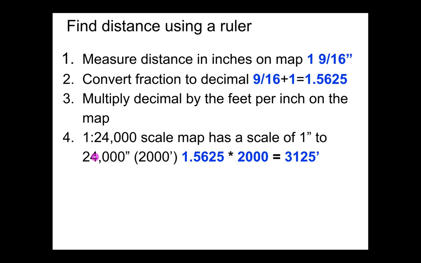Wait, scratch that, back that up. Divide 24,000 by 12 to go from inches to feet. So we know 1 inch is 2,000 feet. So we've measured 1 and 9/16 inches, which was 1.5625 times 2,000, 3,125 feet. So using a ruler, you convert the distance in inches to a decimal, multiply the decimal by feet per inch, and that's your distance.